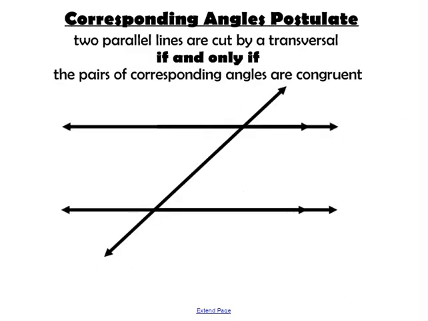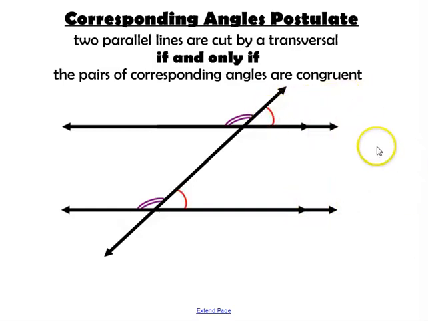The corresponding angles postulate. Last time we talked about what corresponding angles were, and now we want to talk about the special postulate regarding parallel lines. Two parallel lines are cut by a transversal if and only if the pairs of corresponding angles are congruent. So this extra set of arrows on the lines tells us that these two lines are parallel, and they're cut by a transversal. So the corresponding angles, remember, the ones that are in the same positions, these two angles are going to be congruent because we know the lines are parallel.